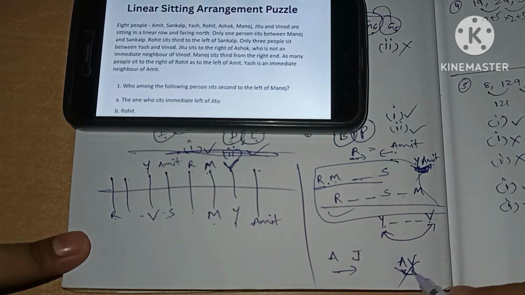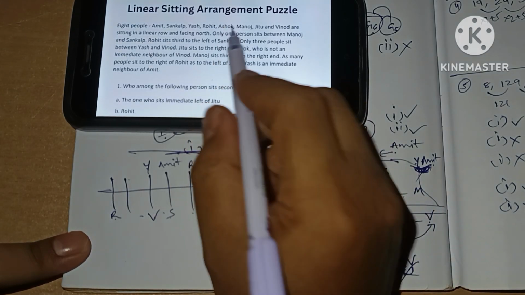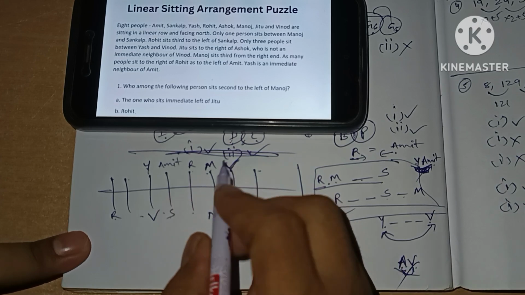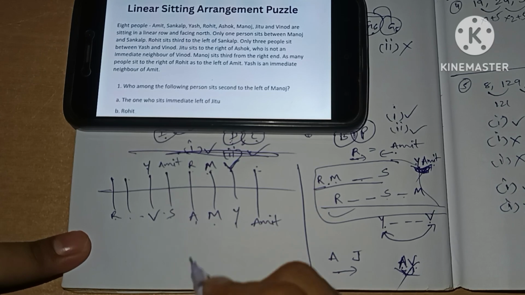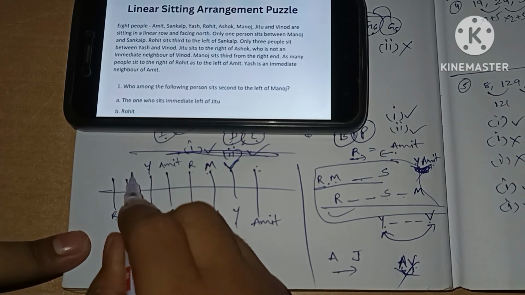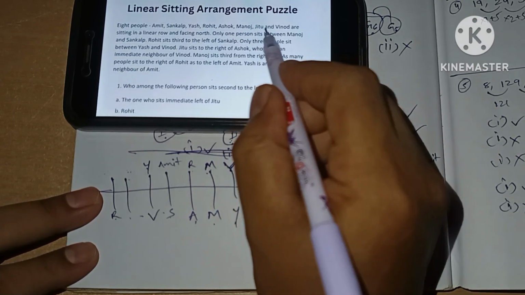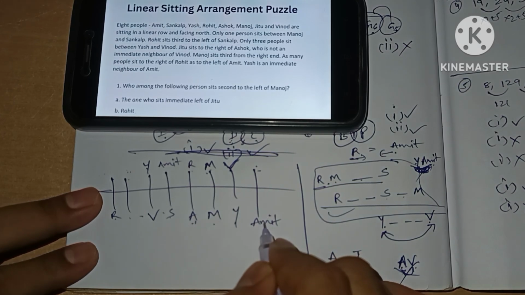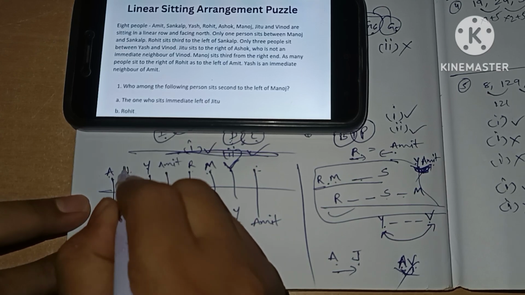If we got Vinod's place, then Ashok and Vinod should not be immediate persons. So this is not a place for Ashok. We can place Ashok in these two places. Jitu's place is to the right of Ashok. If we place A here, there is no place for Jitu on the right side. So we take Ashok here and Jitu's place is here.